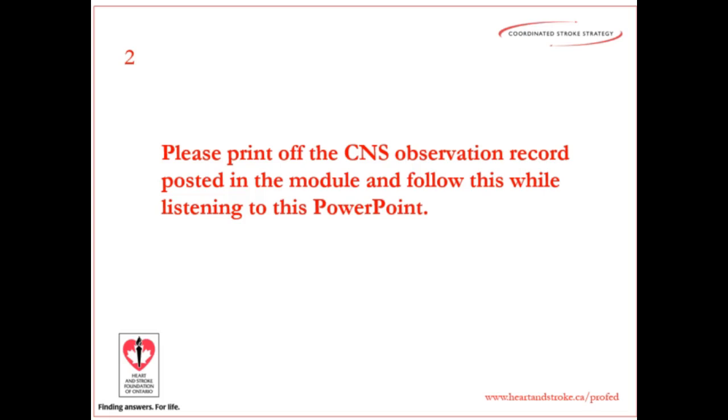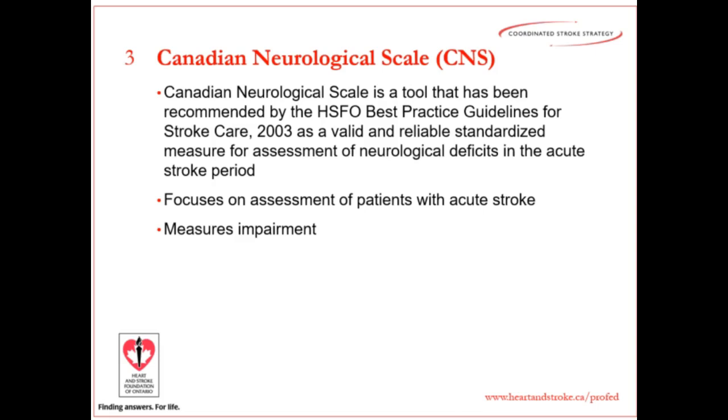Okay. So the Canadian Neurological Scale is a tool that's been recommended by the Heart and Stroke Foundation of Ontario. It's considered a best practice guideline for assessment of acute stroke patients. Okay, and it really is measuring the degree of impairment that they might be experiencing.